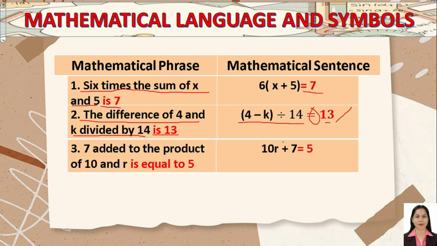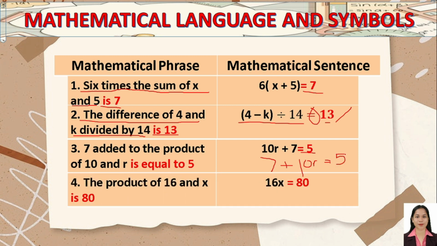And same with number 3. 7 added to the product of 10 and r is equal to 5. So 10r plus 7 is equal to 5, or simply 7 plus 10r is equal to 5. Okay. And the last one, the product of 16 and x is 80. So 16x is equal to 80. These are the differences between a mathematical sentence and a mathematical expression.